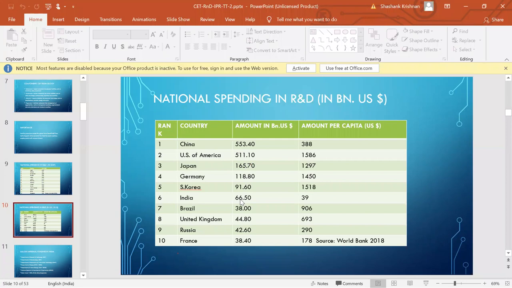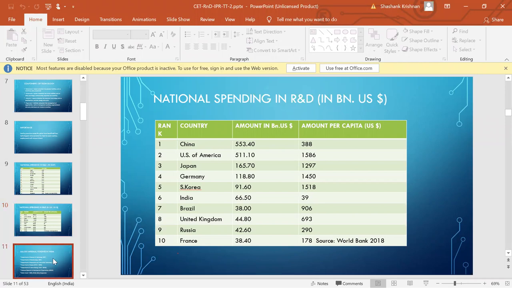Even though it doesn't hold a high ranking in the percentage of GDP spending, the absolute amount that India spends in R&D, globally speaking, is not very small. Now, this is only for academic interest. If you convert this into amount per capita, you'll find that India is small, but that's also due to the fact that we are a largely populated country, and the equality among the economic strata of our population is not good, which explains why it is only 39.